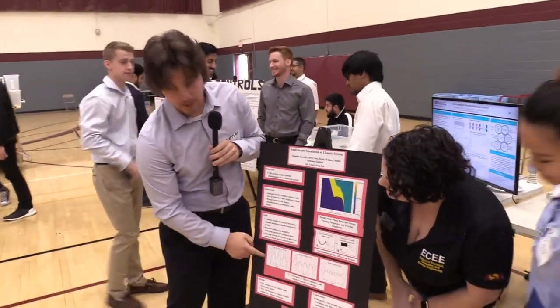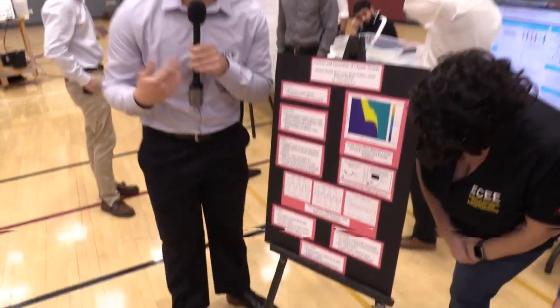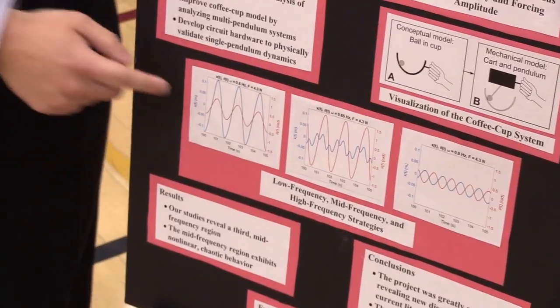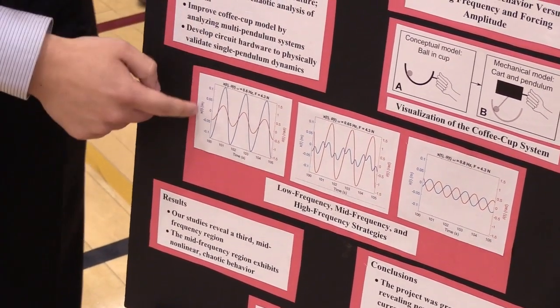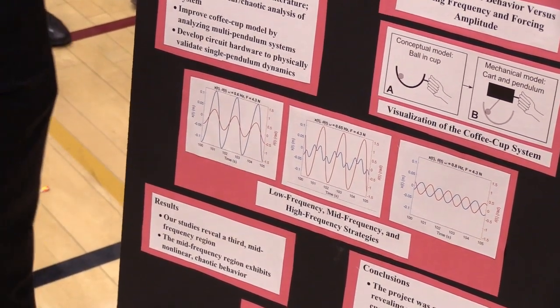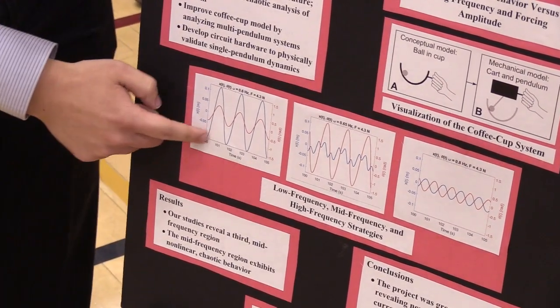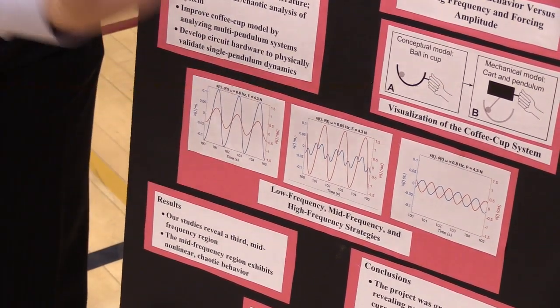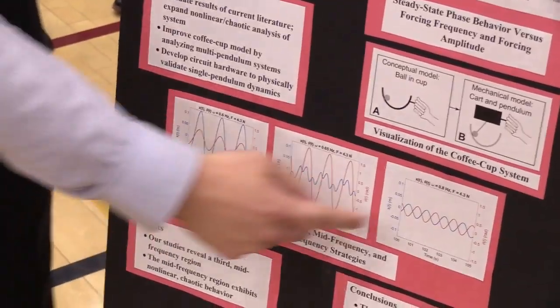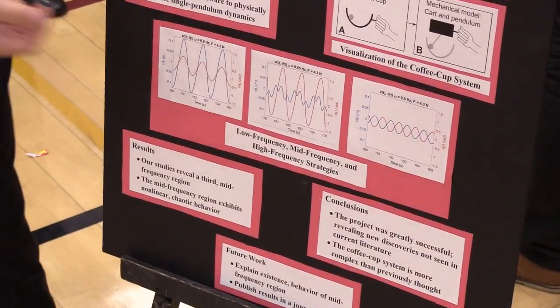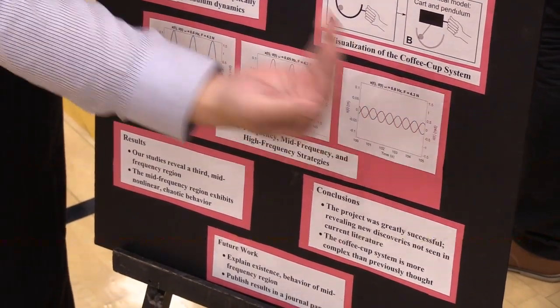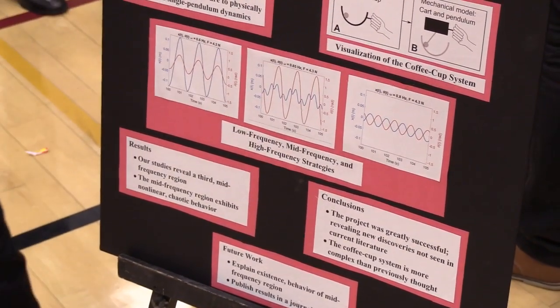For example, here on the right, we have the low frequency strategy. Well, the blue is the cart displacement, and the orange is the angular displacement of the pendulum. And we can see that they move in phase with each other. The peaks align with the peaks. At the other end of the spectrum, we have the high frequency strategy where the cart and the pendulum are out of phase with each other.